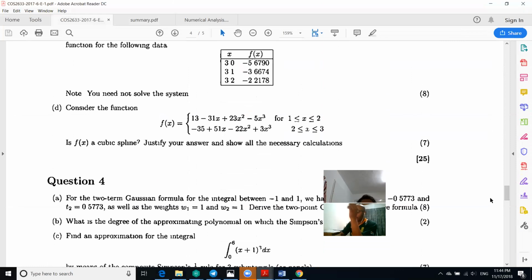See, instead of doing C with 8 marks in the exam, I would go straight to D for 7 marks, which is much quicker. Okay, how do you do it? In order to be a cubic spline, first of all, it has to be continuous. Well, it's continuous because it includes 2 over here and starts from 2 over here. And you have to see if f of 2 at this sum is the same as f of 2 at the other sum, and the derivative of f at 2 for this sum is the same as for the other.